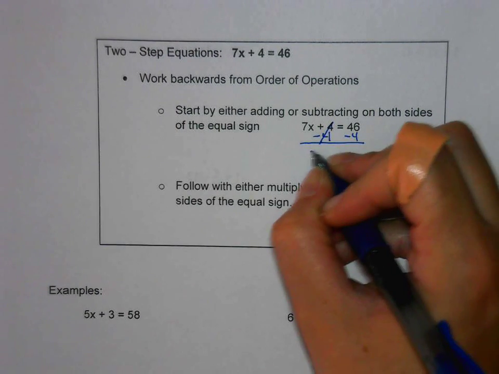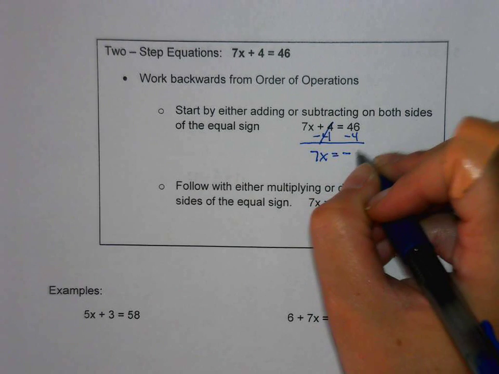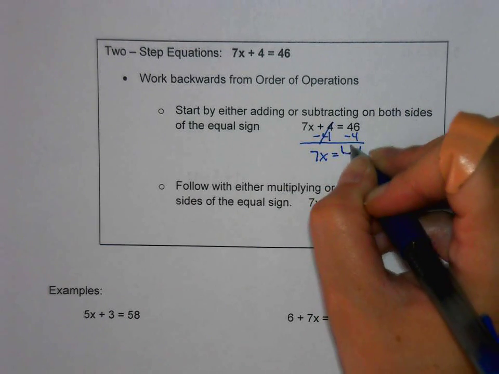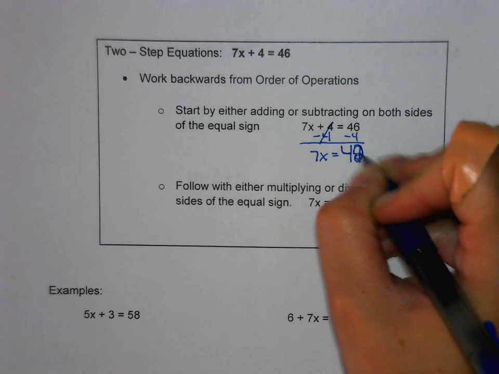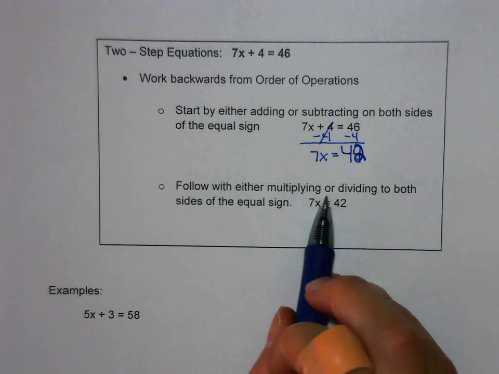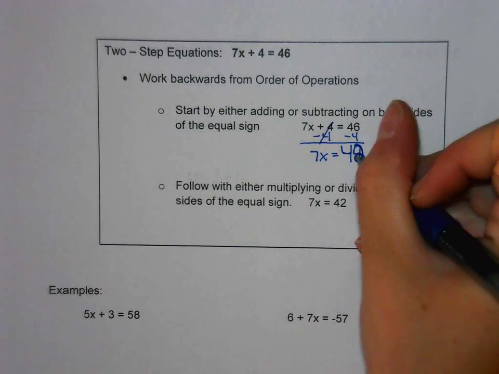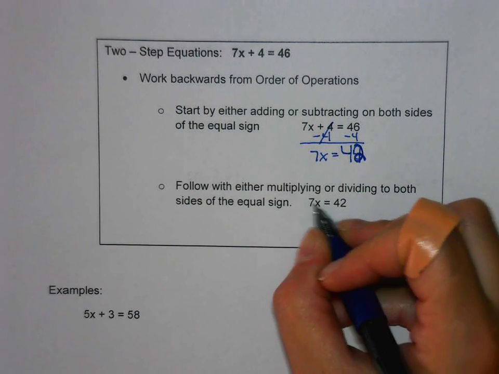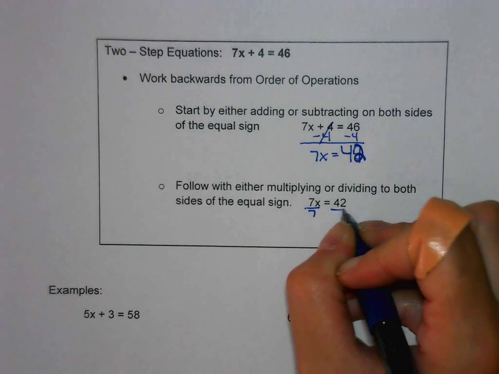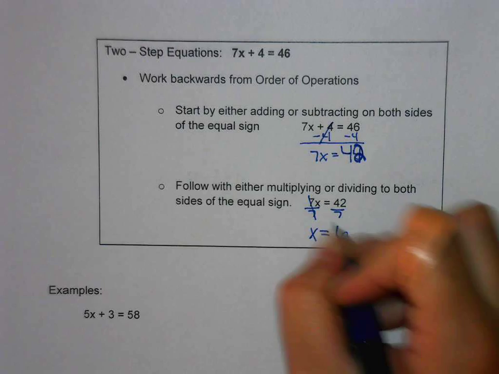So 4 minus 4 is 0. So we're left with 7x equals 46 minus 4 is 42. So then we're going to follow with either multiplying or dividing to both sides of the equal sign. So 7x equals 42, we brought that down. So right now we're multiplying. So if we divide both sides by 7, x equals 6.